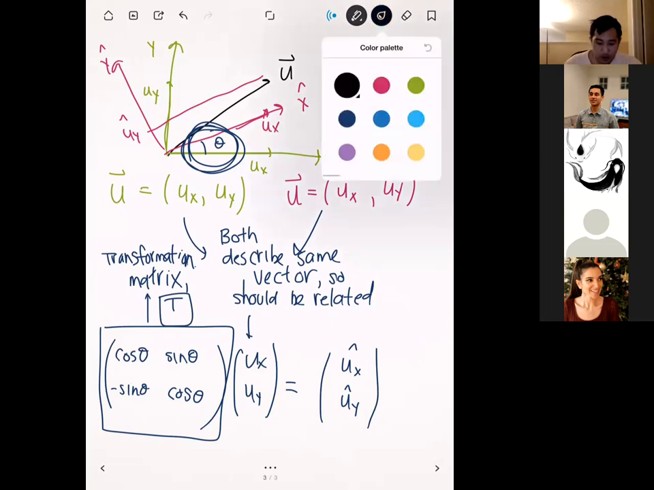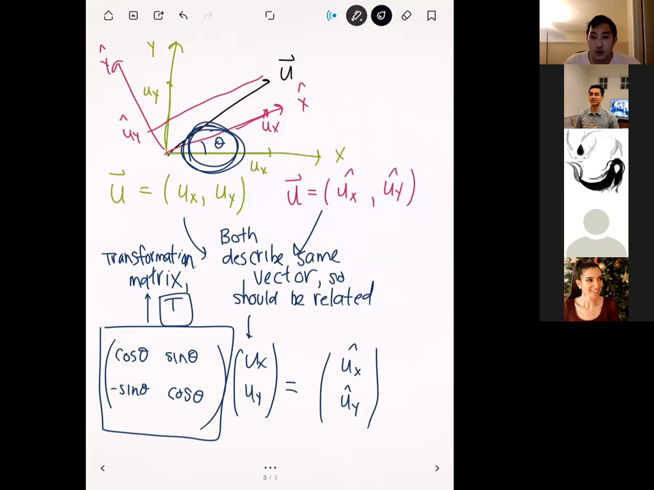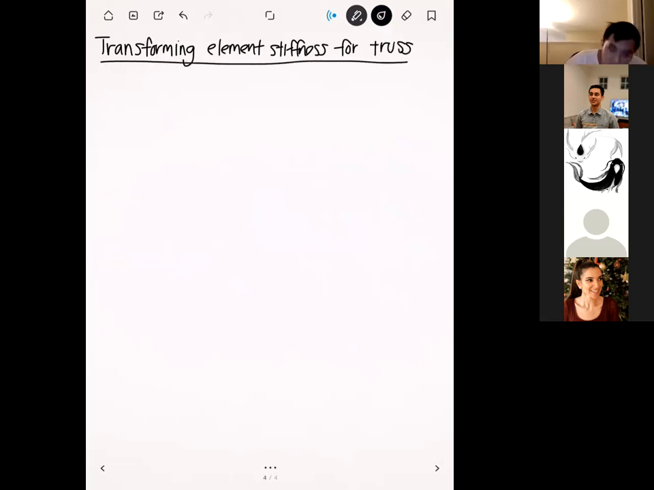Okay. All right. And so let's take this transformation matrix and let's apply it to our element stiffness matrix for a truss. Okay. And so let's say that we have an arbitrary truss element like this, okay? And then, just like we saw in the 1D case, we're going to have the nodal forces, right? And so let's call this node 1. We'll call this node 2, okay? And so on this truss element, we're going to have F1 hat and F2 hat, okay?